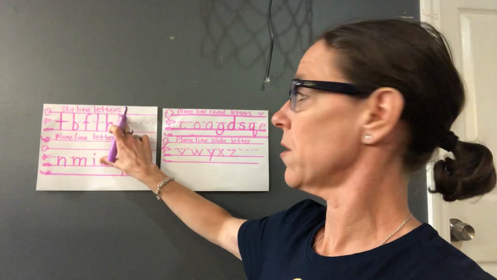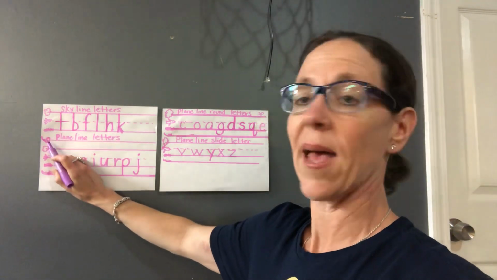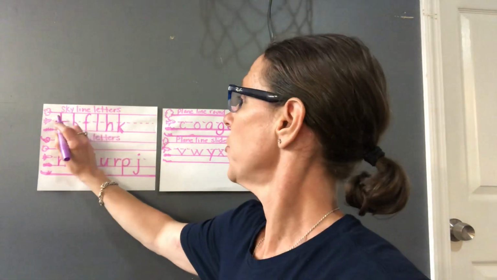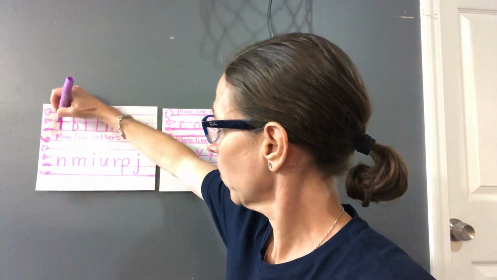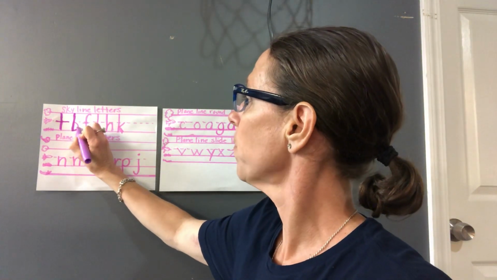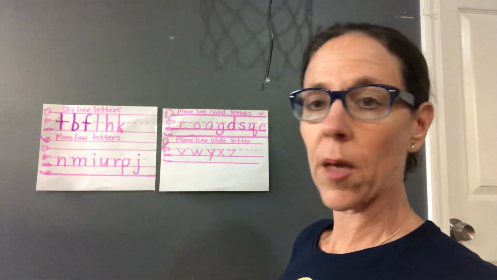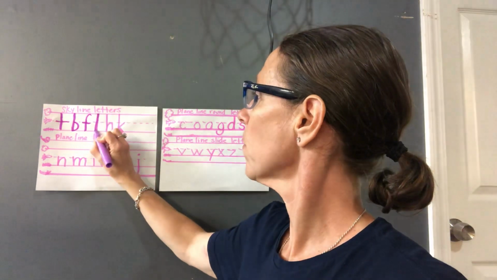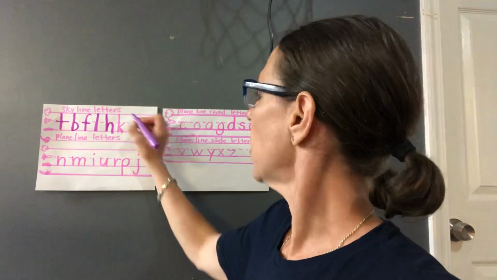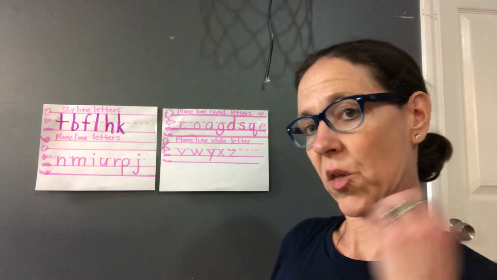The first kind of letters are skyline letters. And we know we have the cloud line, the airplane line, the grass line, and then the worm line down here, right? So the skyline letters start at the skyline. For my T, starting at the top, down, line across, right? For my B, starting at the top, down, come back up. F, starting at the top. L, starting at the top. H, starting at the top. K, starting at the top, and then not picking up my pencil at all.